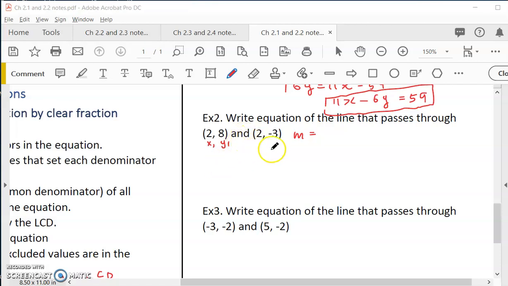College algebra student. In this video, we're going to talk about how to write the equation of a line that passes through 2 points. This is video number 2 of chapter 2.2.